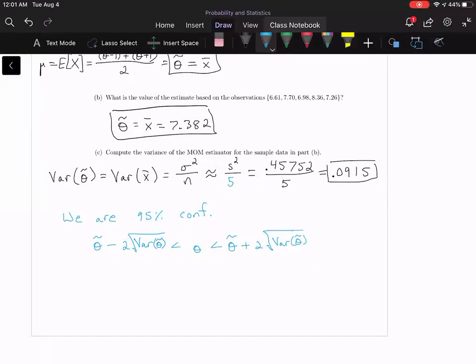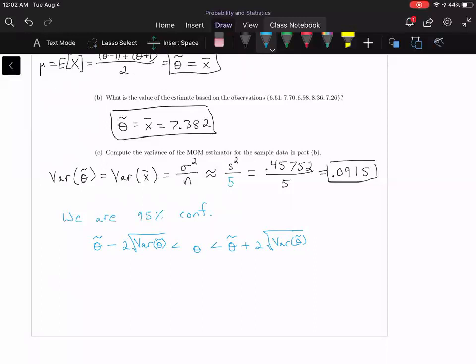That 2 is an approximation. You probably more likely remember the value of 1.96 when you're using the Z table is more commonly the value, but 2 is a quick approximation. So for 95% confidence, if you want to be really exact, you'd use 1.96. It's kind of common to approximate with just 2. So that's where that 2 number is coming from.